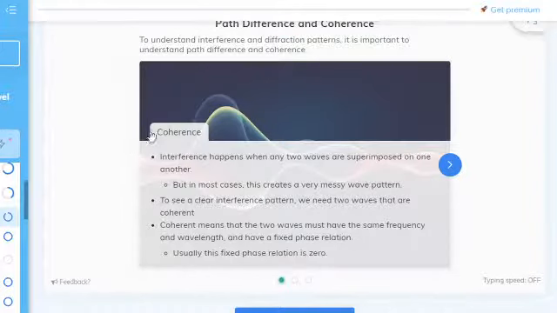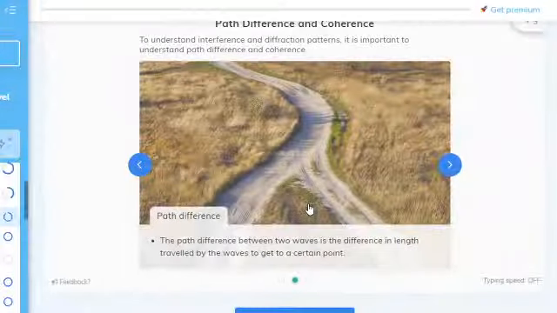So, coherence. Interference happens when any two waves are superimposed on one another. But in this case, it's a really messy wave pattern. To see a clear wave interference pattern, we need two waves that are coherent. That means they have the same frequency and wavelength. The amplitude doesn't have to be the same, it's just frequency and wavelength.